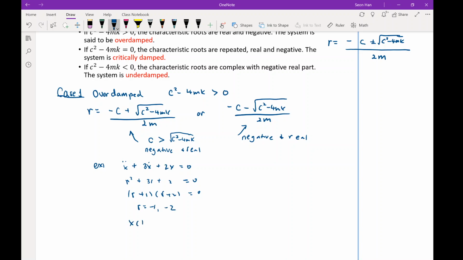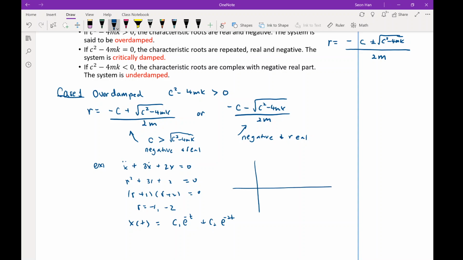You have x of t is given by, so this is just a homogeneous solution. So what's the difference between homogeneous solution and the free response? Same thing, right? Homogeneous solution will have unknown constants. Constants are not substituted, not evaluated. With the free response, we'll have the C1 and C2 evaluated. So let's see, C1 e to the minus t plus C2 times e to the minus 2t.